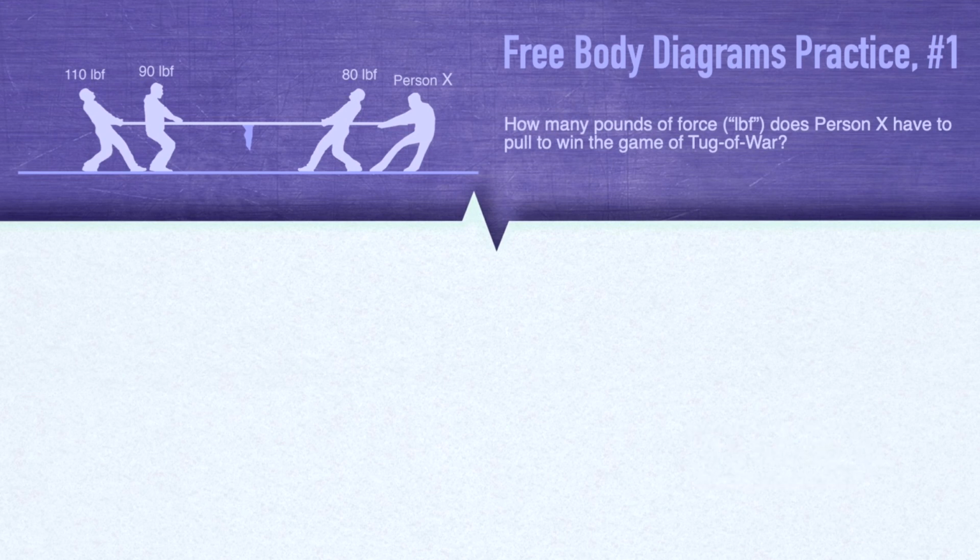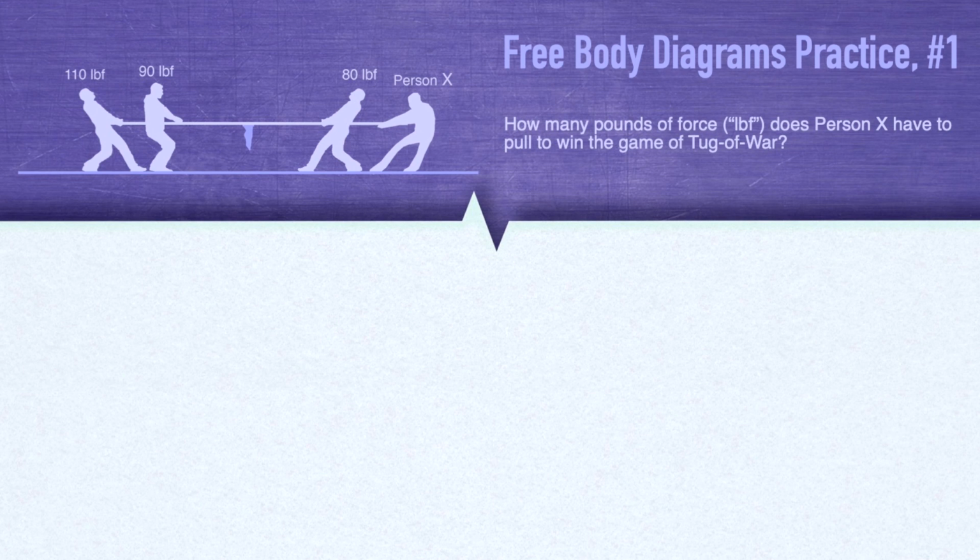So question 1 asks, how many pounds of force, which is LBF, stands for pounds of force, how many pounds of force does person X have to pull to win the game of tug of war? So we see a picture of 2 people pulling on the left, 2 people pulling on the right, one of those being person X. It seems pretty obvious what the answer is going to be, but the first thing we'll do is we will start by drawing the free body diagram.